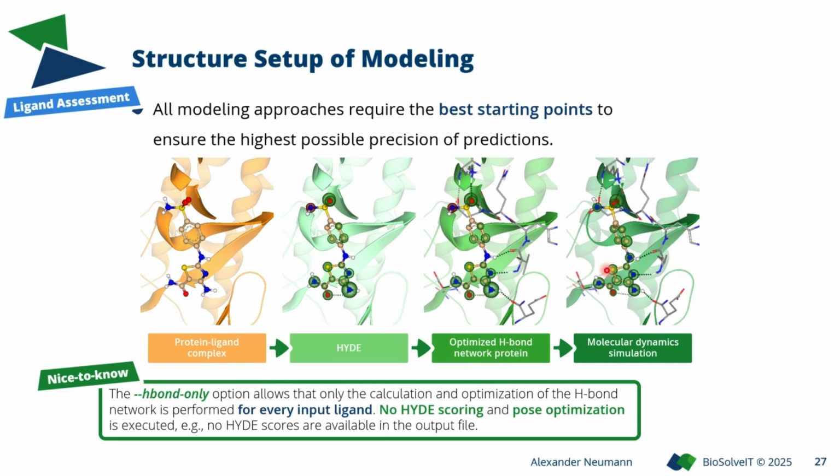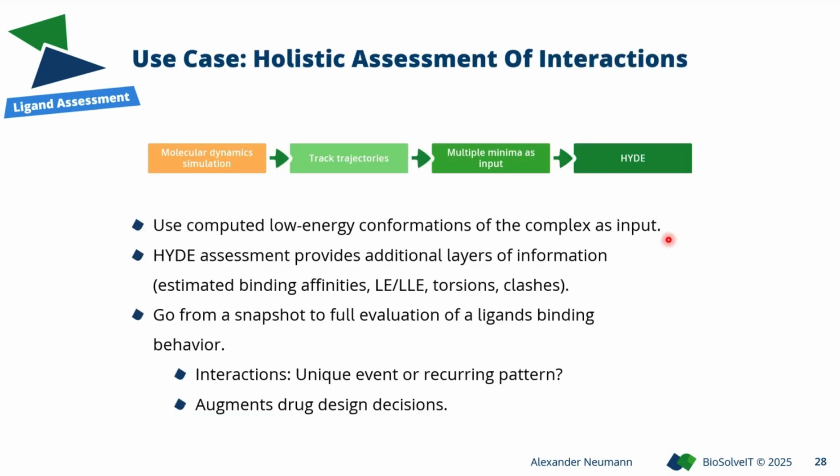If you don't want any additional adjustments of poses, so it should remain exactly as it is, every heavy atom should stay in its 3D position, it's also possible with this command. Therefore no HYDE scoring will be applied, which means you will not receive the individual contributions and no pose adjustments, but you will get at least the hydrogen bond network that may be of interest to you.